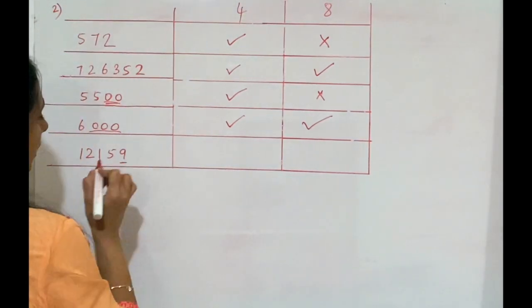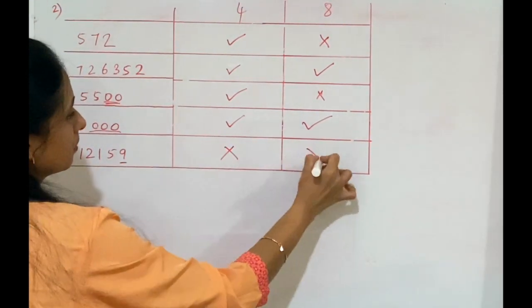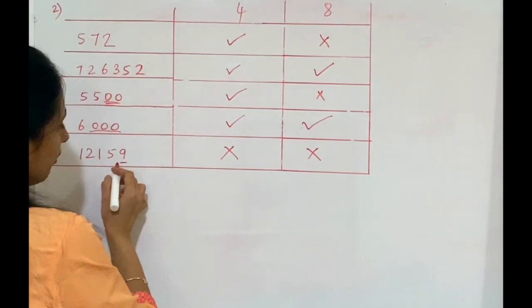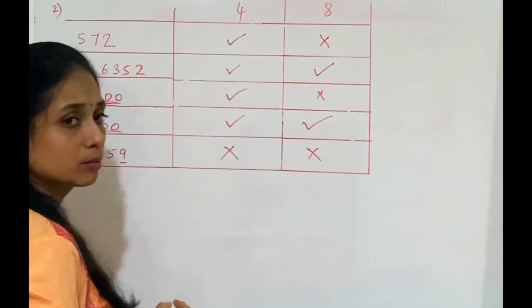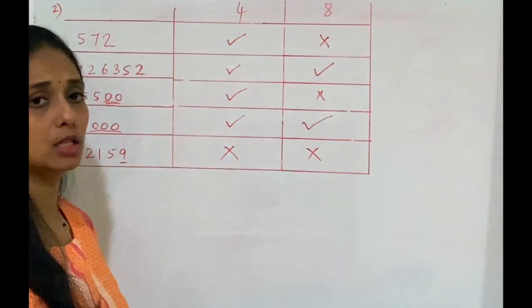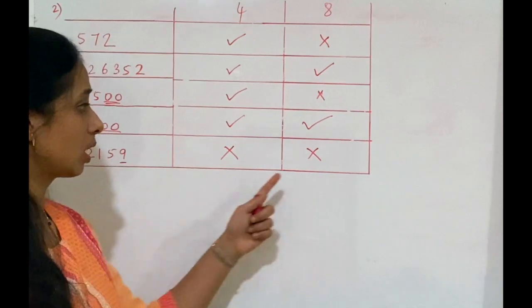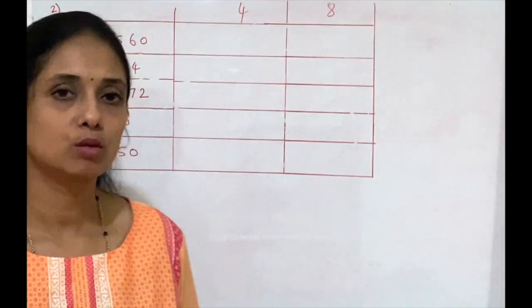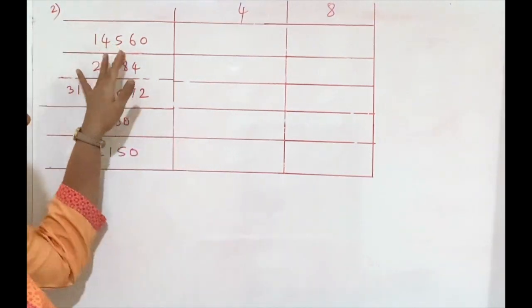What about this? You have an odd number here. So just by looking at the last digit, you can tell. If you have an odd number, it will not be divisible by any even number. So you can blindly say that this number is not divisible by 4 and 8. Okay, the next number is 14560.